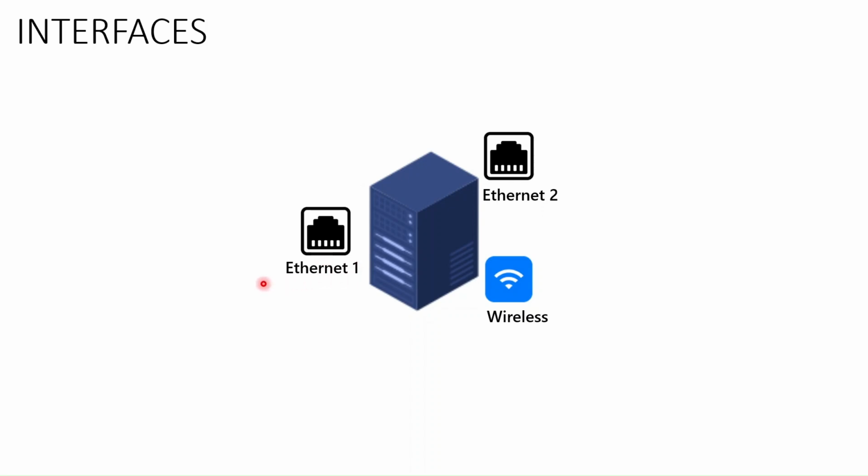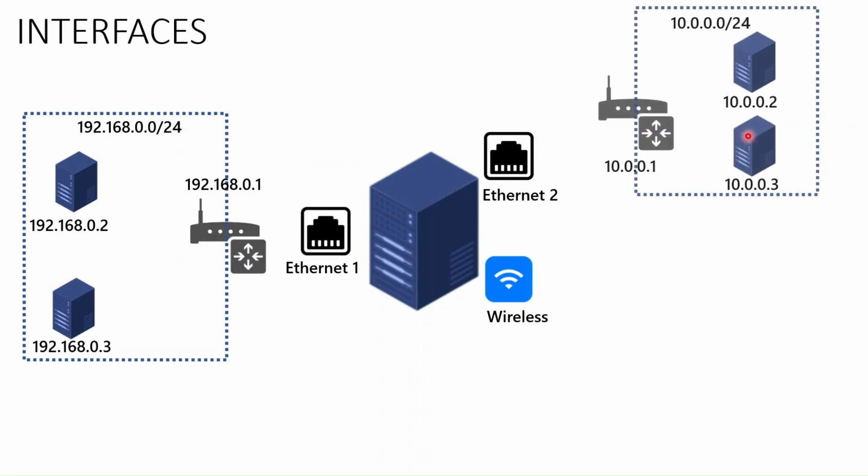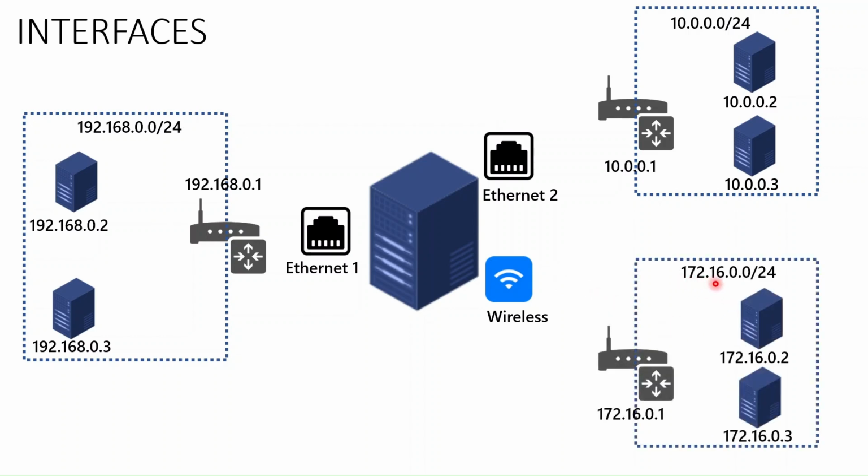Assume there is a network 192.168.0.0 with a CIDR notation of 24, another network 10.0.0.0 with a CIDR notation of 24, and a third network 172.16.0.0 with a CIDR notation of 24. The server is connected to all three networks using Ethernet 1, Ethernet 2, and the wireless interface. When it connects to these networks, it gets an IP address in that network and becomes a part of it.